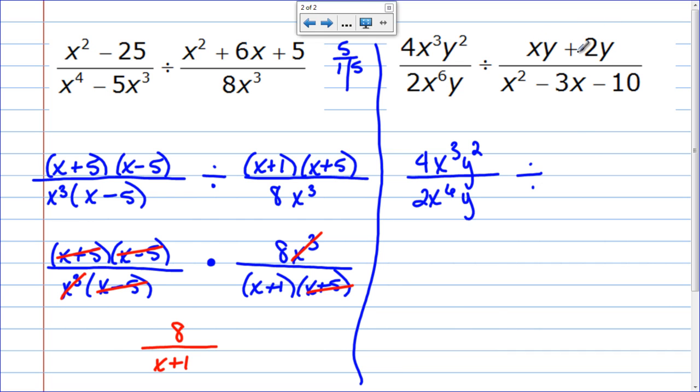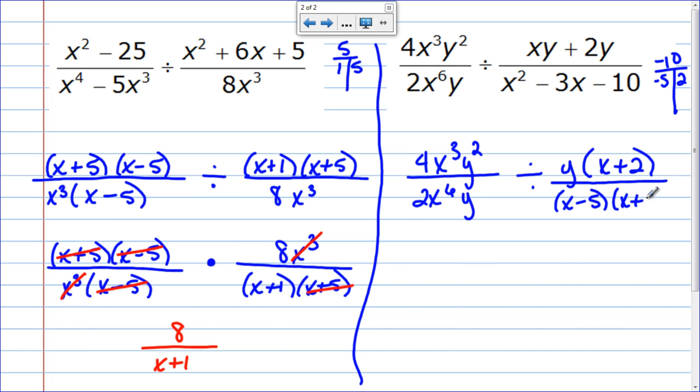This numerator, however, this xy plus 2y, there's a y I can pull out, leaving me with x plus 2. And then this, I can factor x squared minus 3x minus 10. I need two numbers that multiply to make negative 10, that when I add give me negative 3. So negative 5 times 2, that gives me negative 10 when I multiply. It also gives me negative 3 when I add, so I end up with x minus 5 and x plus 2.